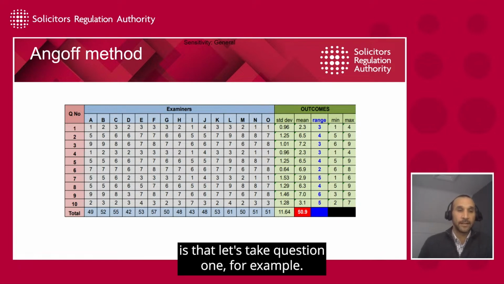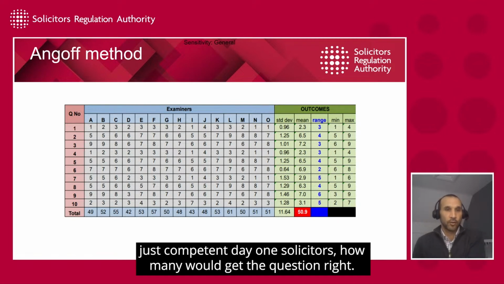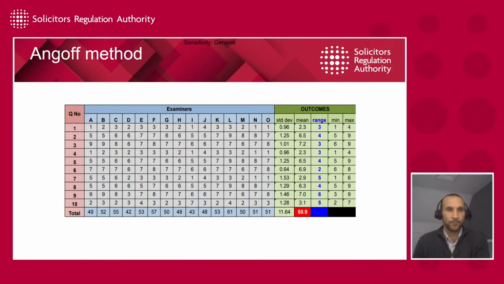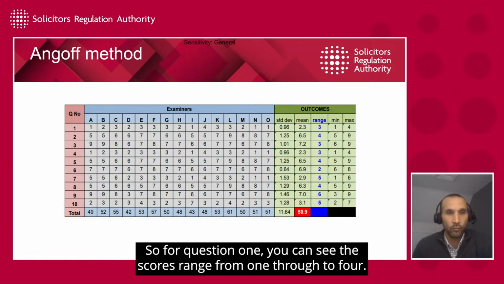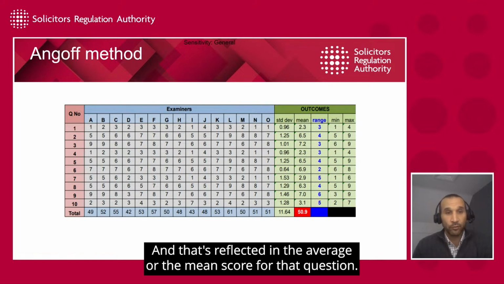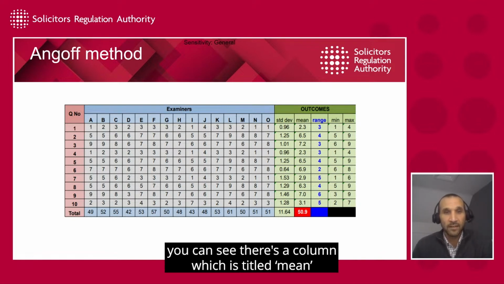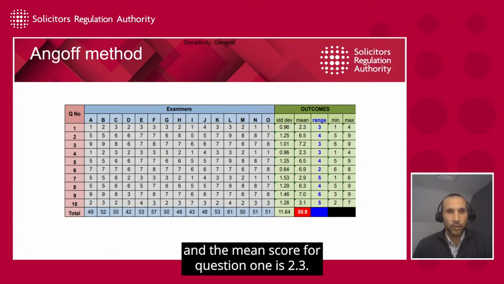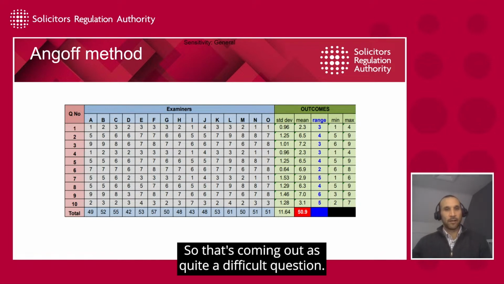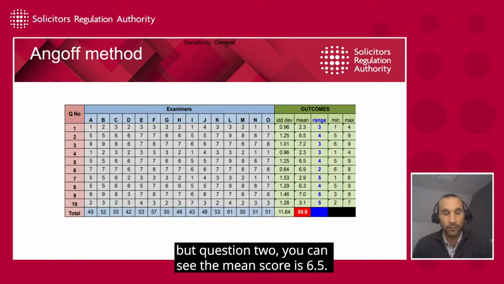And you can see what they've done here is that, let's take question 1, for example. Each of the panelists has given that question a score. So that's a number out of 10, just competent day one solicitors, how many would get the question right. So for question 1, you can see the scores range from 1 through to 4. So the panel think question 1 is quite a difficult question. And that's reflected in the average or the mean score for that question. So if we keep going along to the right to the green section, you can see there's a column which is entitled mean, and the mean score for question 1 there is 2.3. So that's coming out as quite a difficult question. I won't go through each and every question, but question 2, you can see the mean score for that one is 6.5.